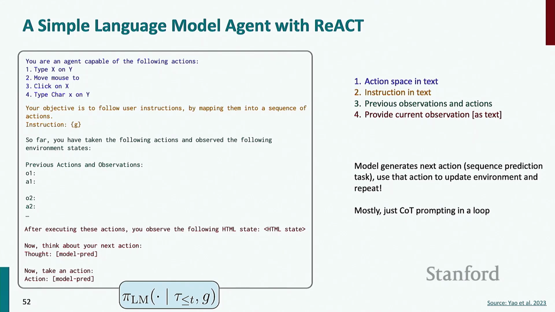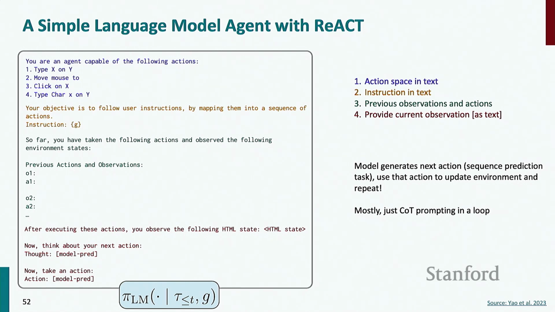So we're going to specify the action space in text. So this is like a simple language model agent. This is not going to work at all, but it's probably illustrative of how agents can be built now. So you provide an action space in text. So maybe it's a digital environment, and maybe it can type, maybe it can click, maybe it can type characters, maybe it can move the mouse somewhere. You provide an instruction, and you provide it the sequence of actions and observations it's received so far, okay?